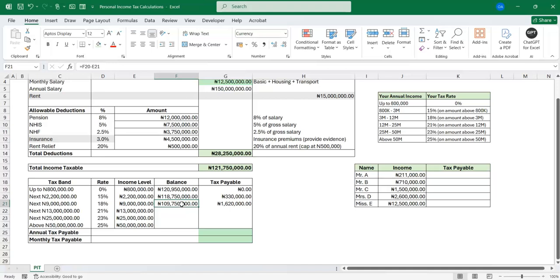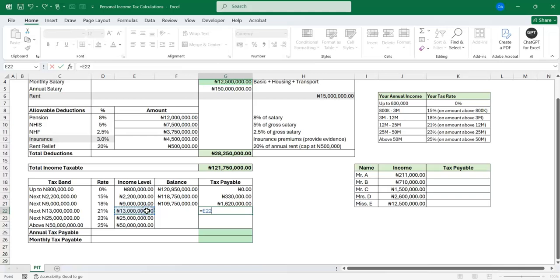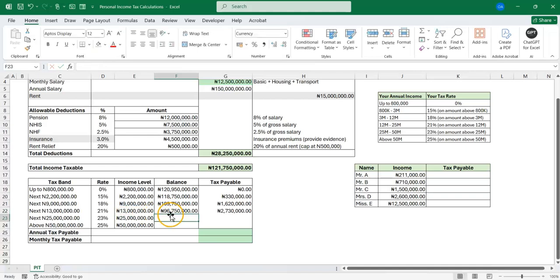And we still know that this amount, 109 million, is greater than 13 million. So what do we do? We charge the next one as 21%. So we come here to say equals to 13 million times 21%. And then we have it to be this way. And then we come here to less it and say equals to this amount minus 13 million. We come here and then we have it.